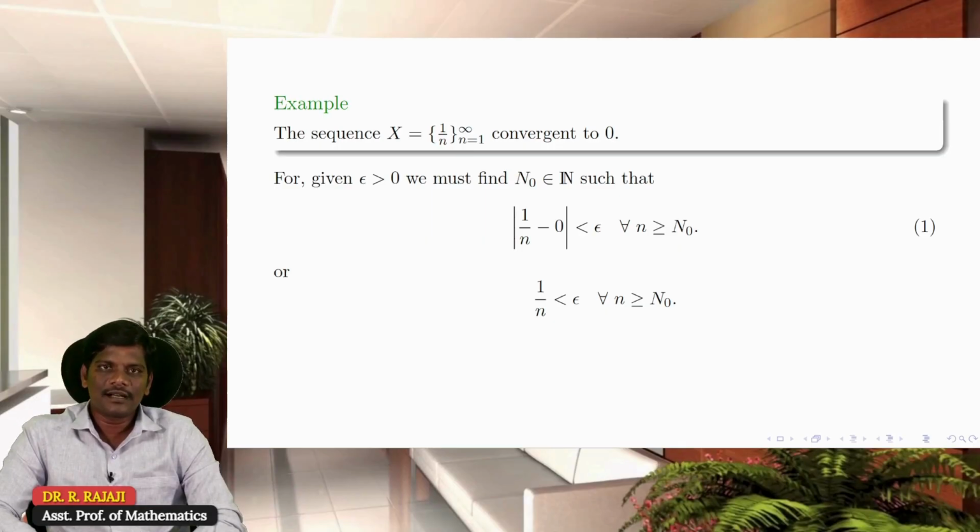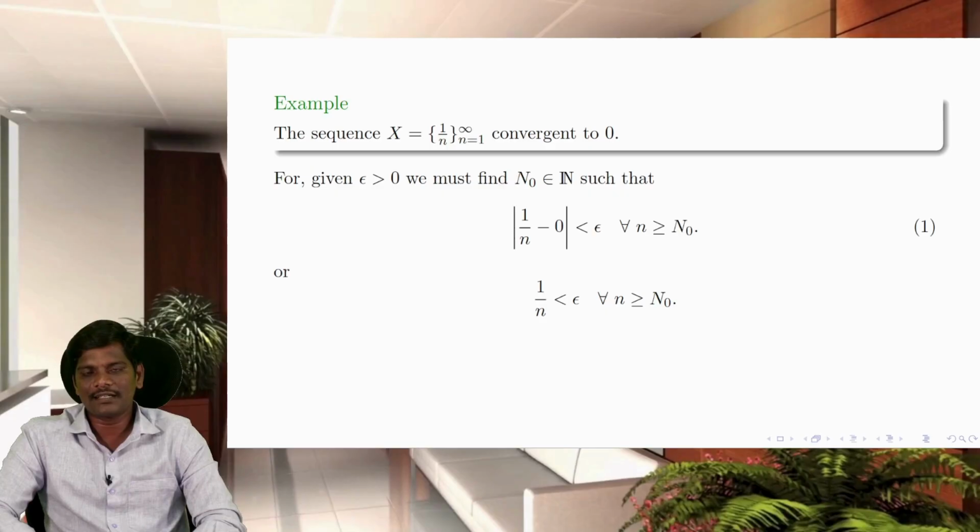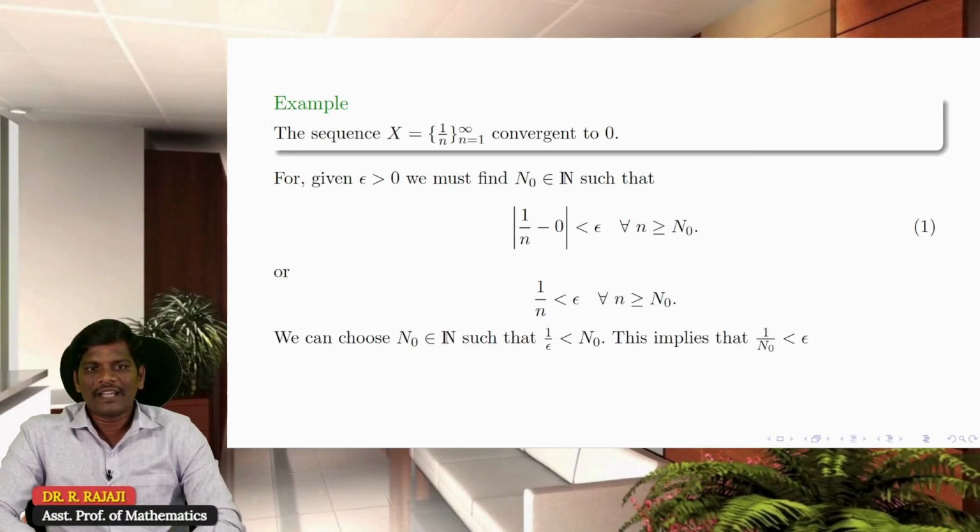For this, given epsilon greater than 0, we must find a natural number n naught such that modulus of 1/n minus 0 is less than epsilon for all n greater than or equal to n naught. That is, 1/n is less than epsilon for all n greater than or equal to n naught. By the Archimedean principle, we can choose n naught in N such that 1/epsilon is less than n naught. This gives 1/n naught is less than epsilon.